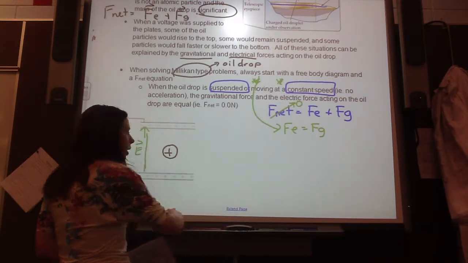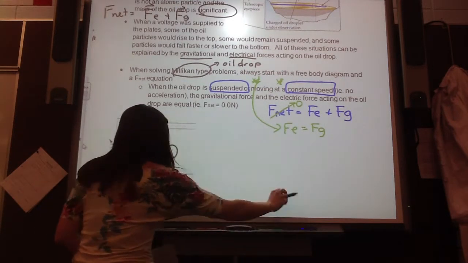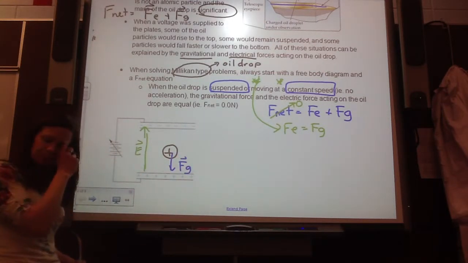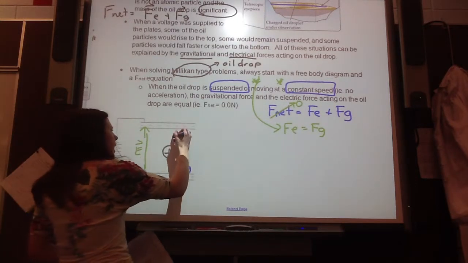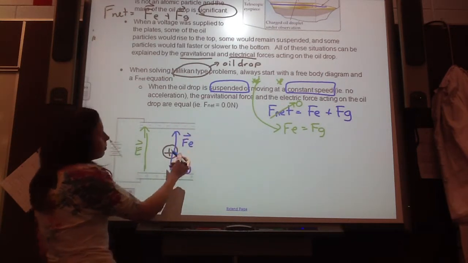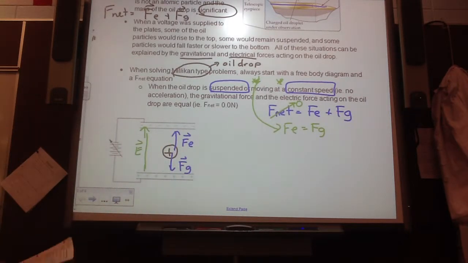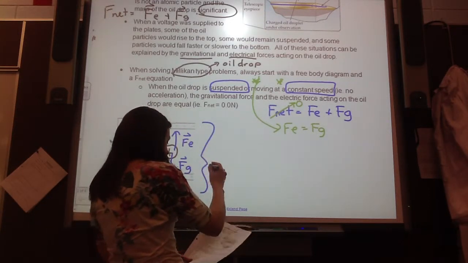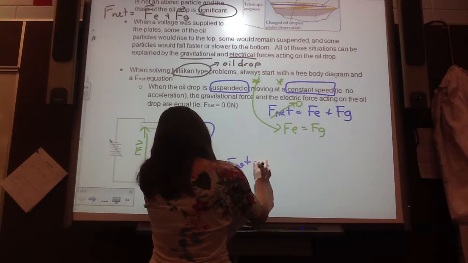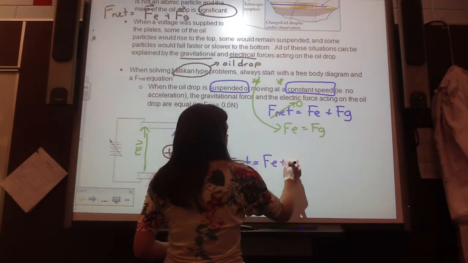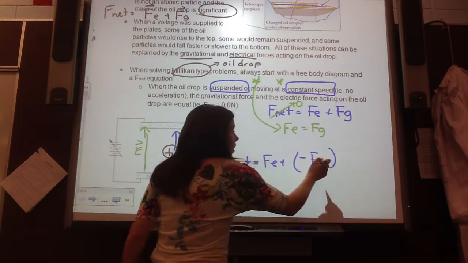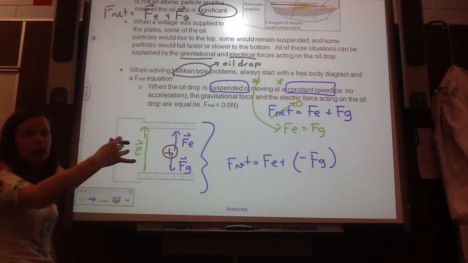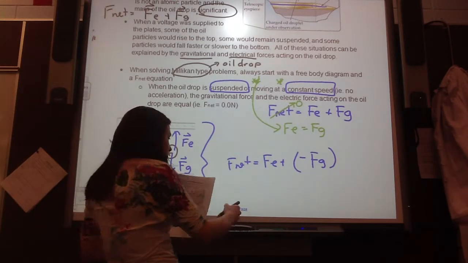So a free body diagram means drawing your vector arrows of the forces that are acting on it. So we have Fg acting on this object. It is going down. And we have Fe pulling it up because since it's positive, it's going to be attracted to the negative plate. So now, for this situation in particular, we say Fnet is equal to Fe plus negative Fg, because since Fg is going down and Fe is going up, we can set those to negative and positive.